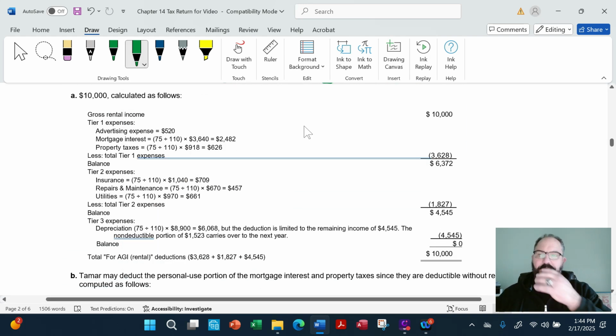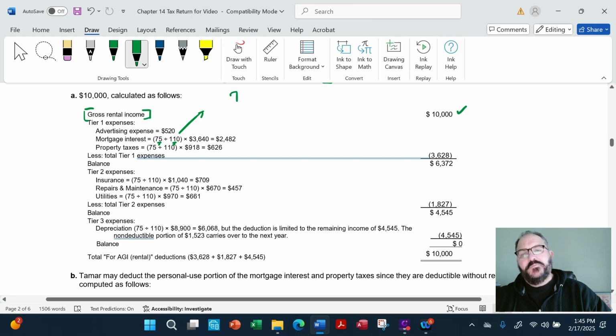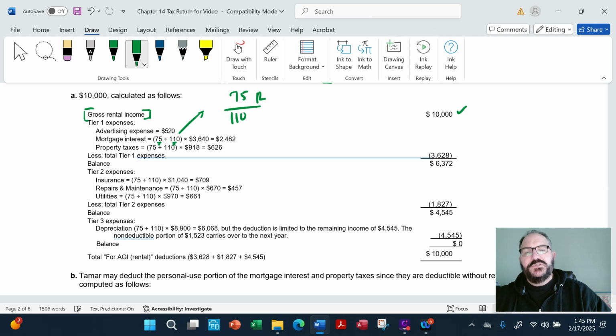The first calculation is for advertising expense. They have different tiers of expenses, and again, this is in the chapter. For gross rental income, this is how much she took in, $10,000. Then her advertising expense is $520. Now for mortgage interest, notice 75 divided by 110. This is 75 rental days divided by 110, which is personal and rental days. And notice that's used in all the calculations.